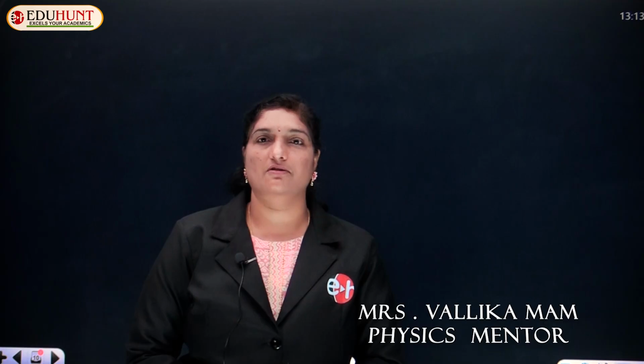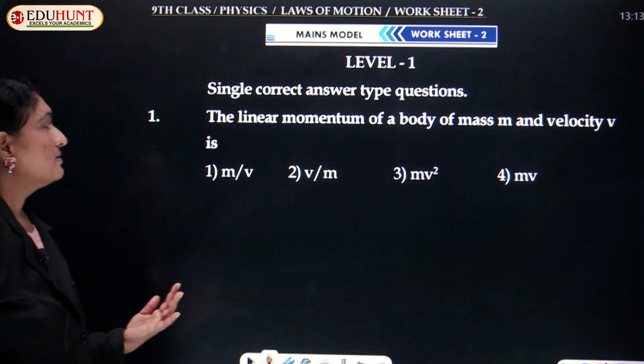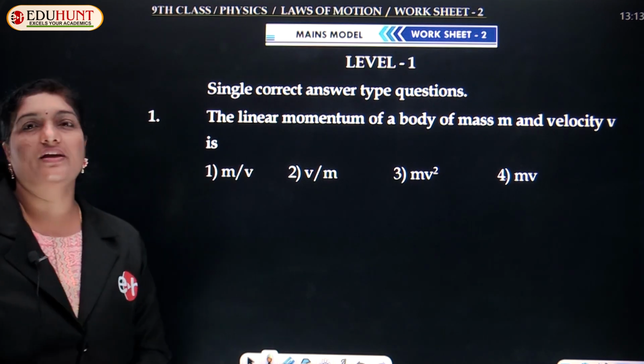So welcome back children. Now let us move to the worksheet number 2 of laws of motion. So here we begin with the first question. The linear momentum of a body of mass m and velocity v is.